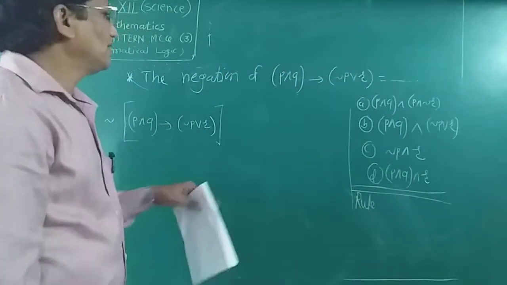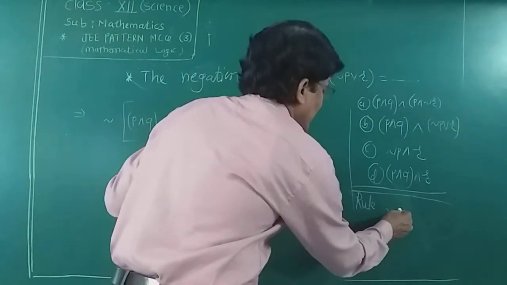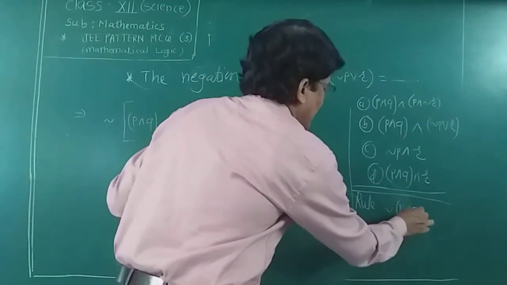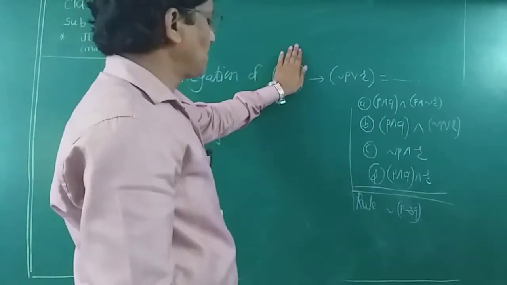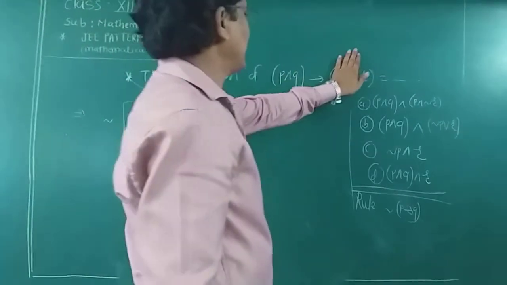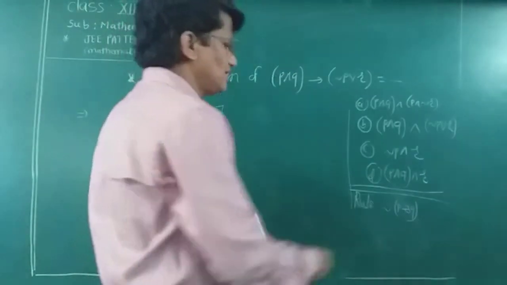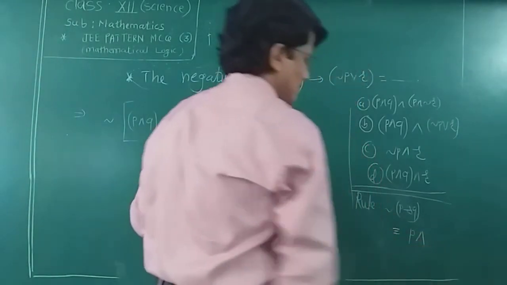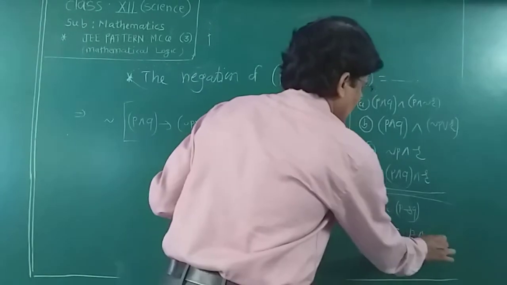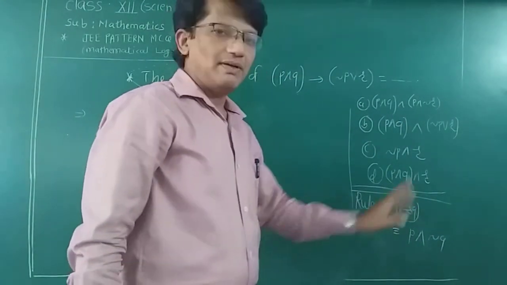What was the rule? Rule for negation. We have seen here negation of P implies Q. Hold this bracket, suppose there is a P, hold this bracket, suppose there is a Q, and there is an implies sign. So we are using this rule only. What is the rule? P as it is, and with negation of Q. This is the rule for negation of implication.